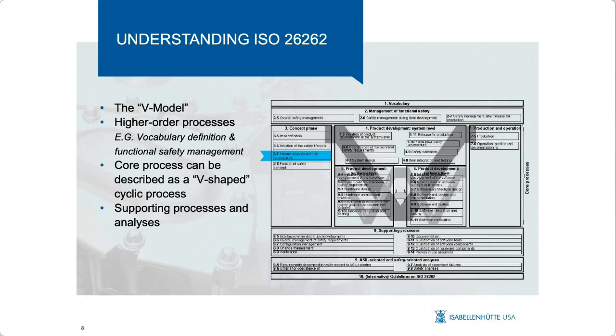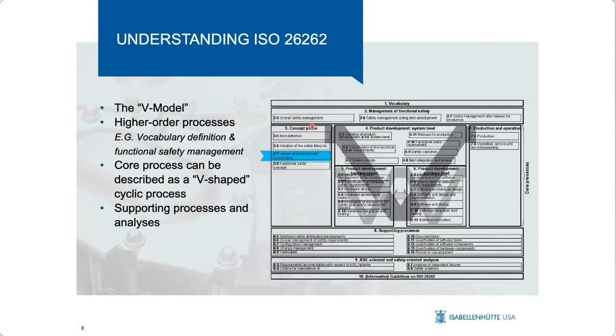ISO 26262 is also often described and explained as the so-called V model. First, there's the so-called higher order processes, like the vocabulary definition and also the management functions of functional safety, like for instance, the overall safety management. Next, there's the core process consisting of the concept phase, the product development phase, and the production phase. That can also be described as a V-shaped cyclic process.